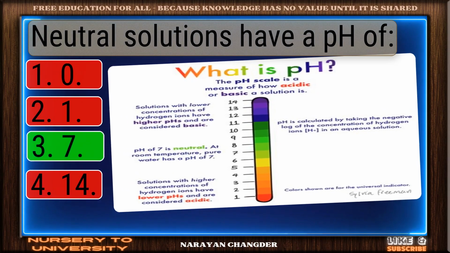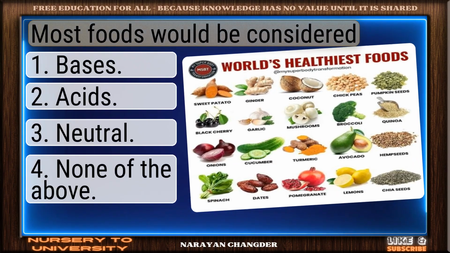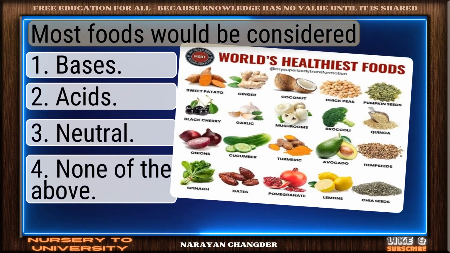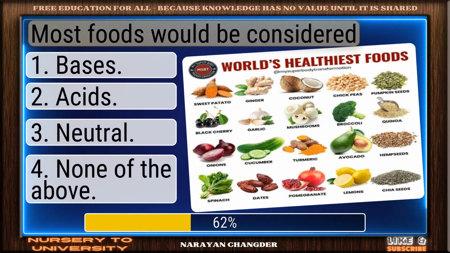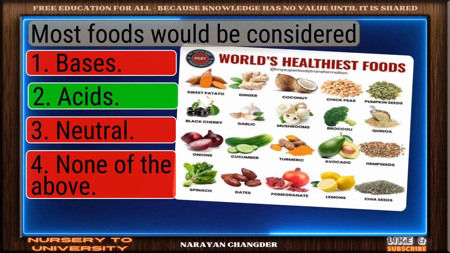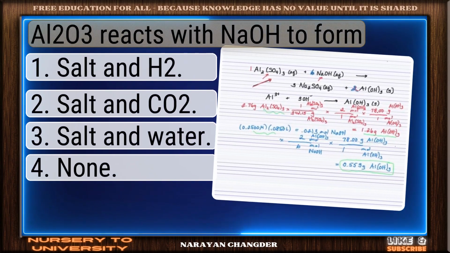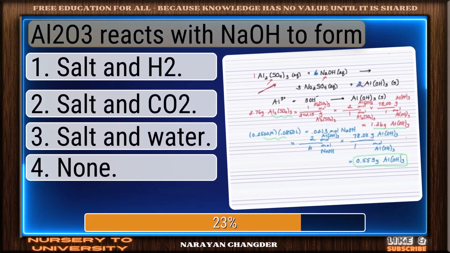Strong choice. 7 is the right answer. Question number 138. Most foods would be considered. Well done. Acids is the right choice. Question number 139. Al2O3 reacts with NaOH to form.